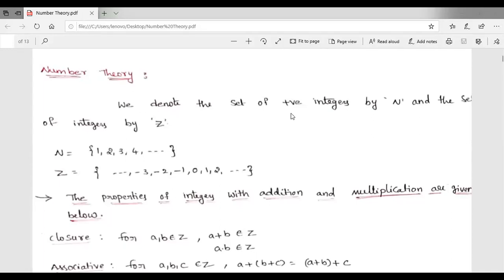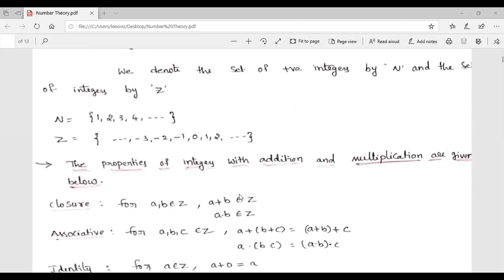We denote the set of positive integers by N and the set of integers by Z. So the set N represents the natural number set. The natural number set starts with 1, 2, 3 and so on to infinity, and we denote the set of integers by Z, or capital I is also a representation of the integer set. So N is equal to 1, 2, 3, 4 and so on, and Z is equal to positive integers and negative integers, minus infinity to plus infinity: minus 3, minus 2, minus 1, 0, 1, 2, 3 and so on.